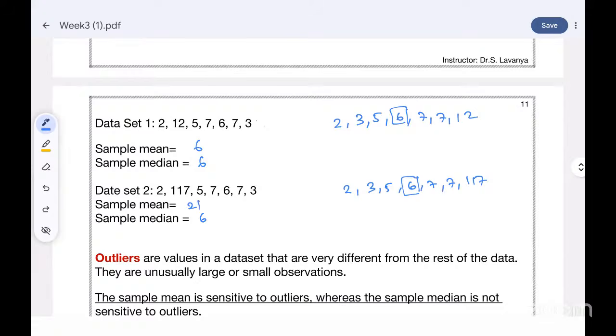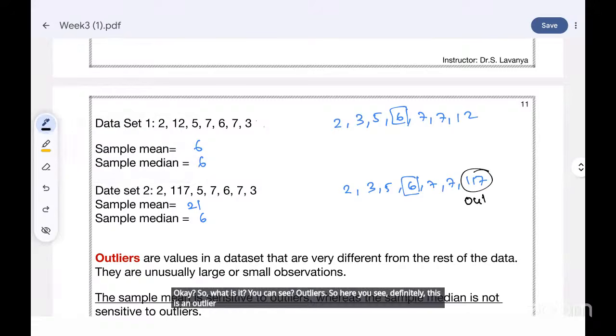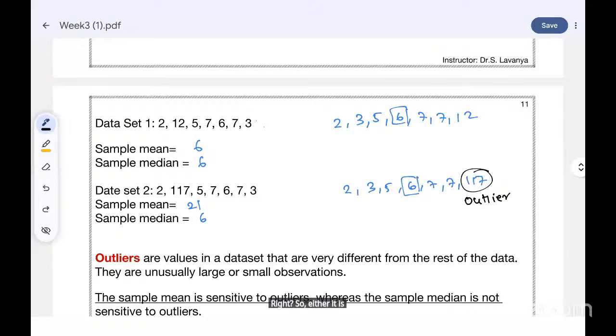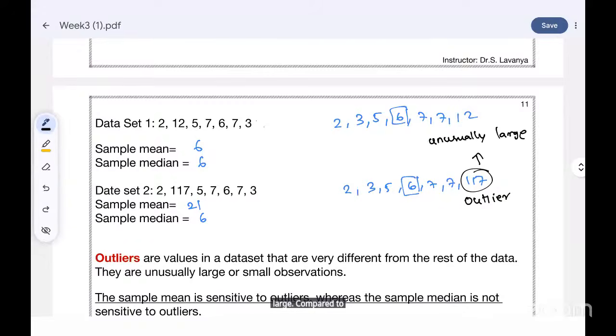Okay. So what is it you can see? Outliers. So here you see definitely this is an outlier. What is meant by an outlier? An outlier is a value in a data set that is very different from the rest of the data, right? So either it is unusually large or unusually small. So here you can see that this is unusually large compared to the other data values.